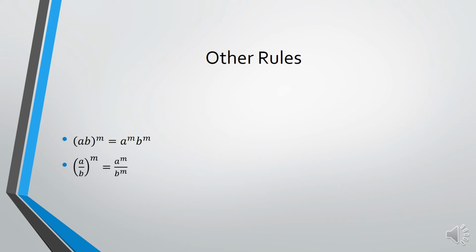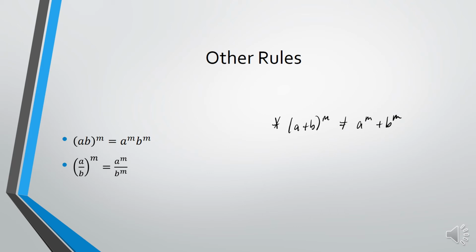There are a couple other rules that go hand in hand with this one, so we're not going to do an example first. I'll just show them to you. So first one, ab to the m is a to the m times b to the m. You kind of distribute that exponent. That's only for multiplication though. So really important, this is not true for addition. So you can't say that a plus b to the m is a to the m plus b to the m. That's very much wrong. Don't do that. It's only if you have multiplication.